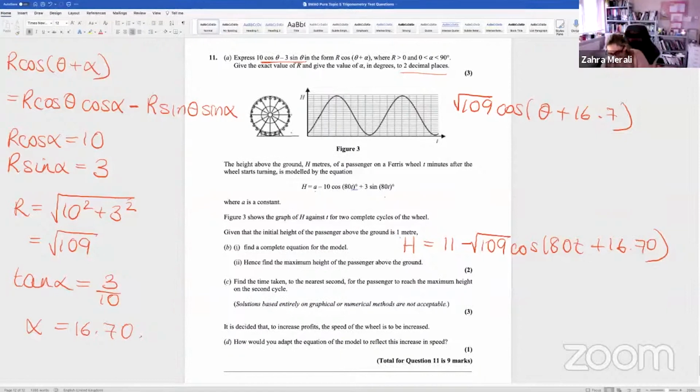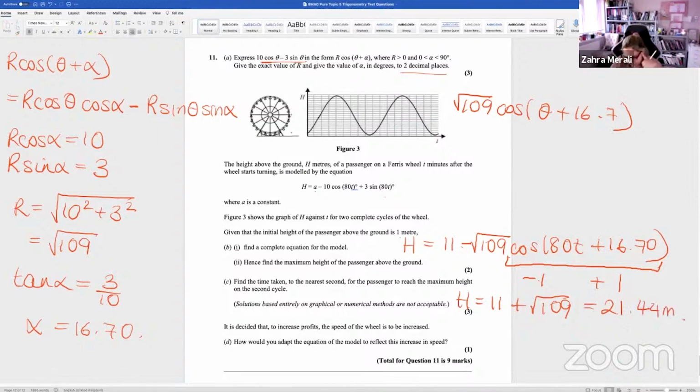So the maximum, well, you've got to just think, cos can be between -1 and +1. If we make all of this -1, we're going to get 11 minus minus, plus root 109. If we made it +1, we'd get 11 minus. We want the maximum height, which happens when we make the cos bit into a minus, so we get minus minus, and the whole thing becomes plus. So that gives us 21.44 meters.